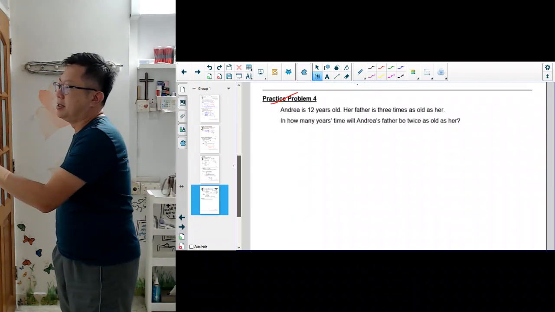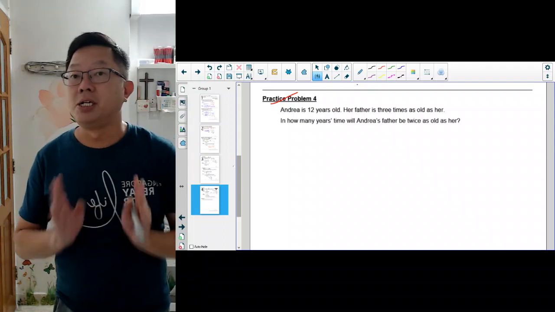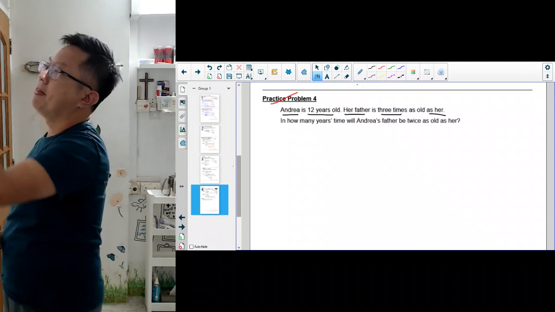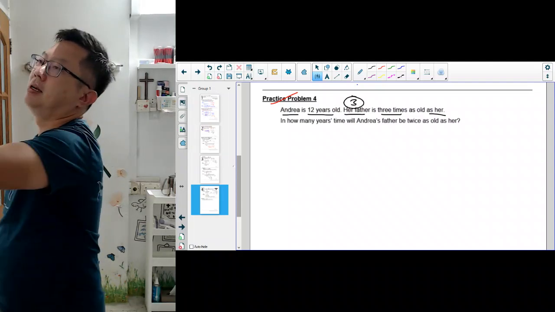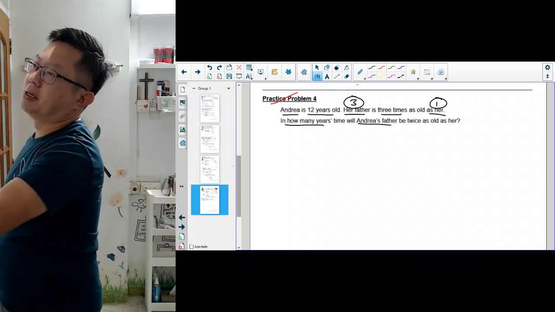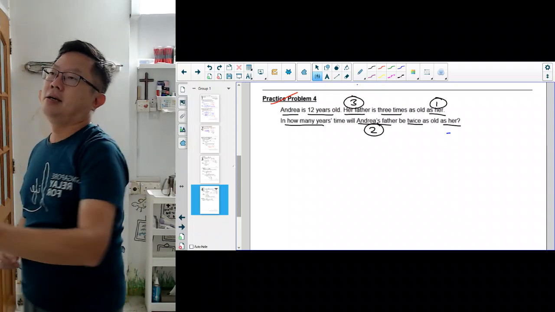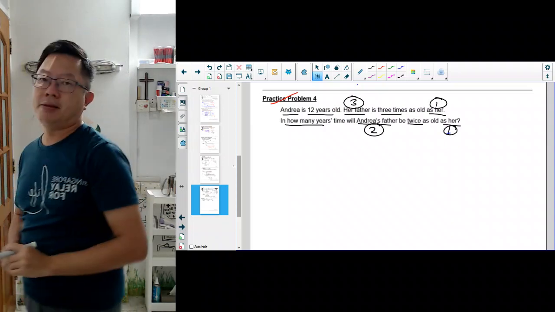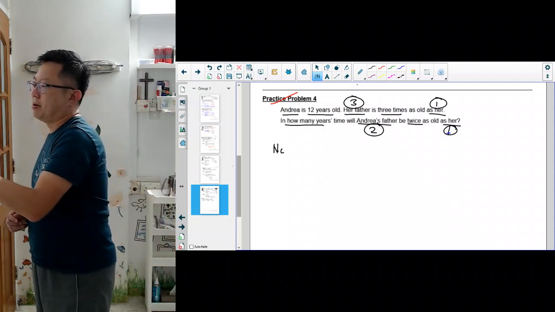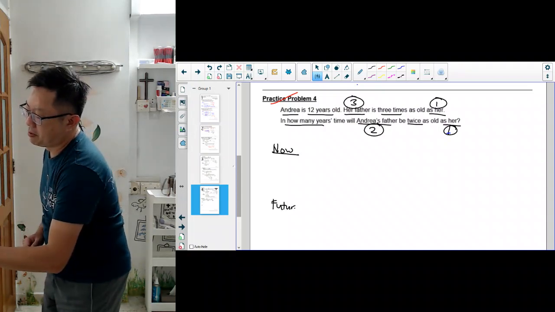Right, the last one is an age problem again. So every time there's an age problem, the difference is unchanged. So Andrew is 12 years old, her father is 3 times as old as her. So you draw 3 boxes for the father and 1 box for Andrew. In how many years' time will Andrew's father be twice as old as her? So Andrew's father will be 2 boxes in the end and Andrew will be 1 box in the end. So how do we draw the model? Now, you can call it now, which is their present age, and in how many years' time, that will be the future.